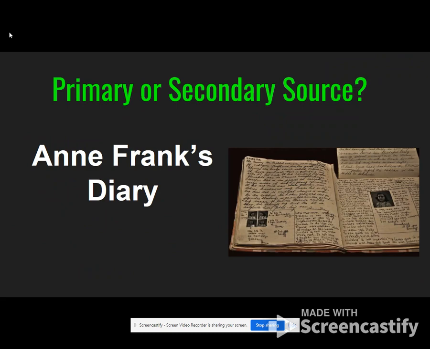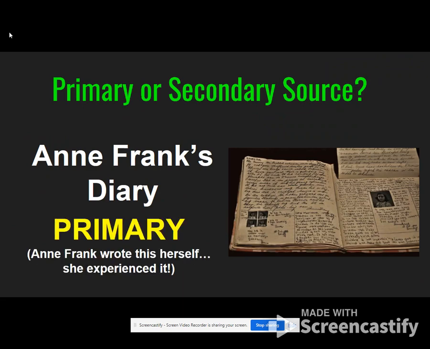Anne Frank's diary. That is a primary source because Anne Frank wrote this herself. She experienced it. You can see in the picture there, it's her handwriting. She wrote down everything, all the thoughts in her own mind. Therefore, every diary is a primary source because they witnessed their thoughts and their feelings, and they write it down on paper, and it's not someone else's feelings.